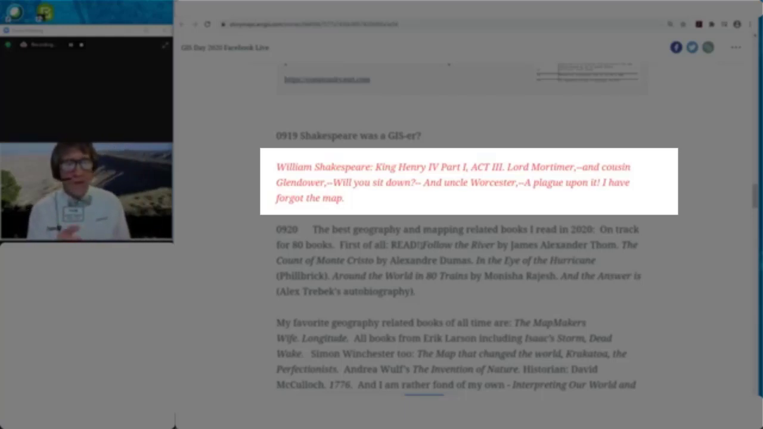A plague upon it, I have forgot the map. It's in there.